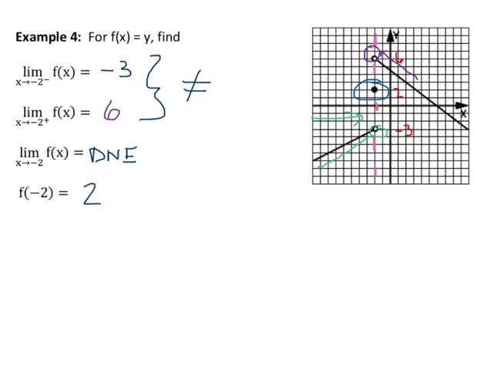So once again, the important takeaway from this is that the left-hand side and right-hand side limit must be the same in order for the limit to exist in general.